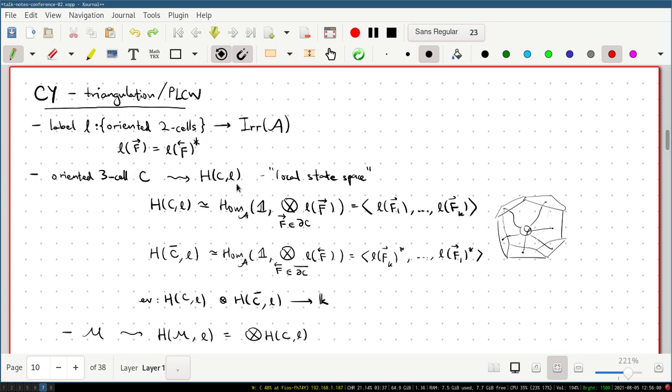For each oriented three-cell, define a so-called local state space. That's the invariant subspace of the tensor product of the labels in the boundary. And if you take the opposite orientation, the objects in the boundary also become dual. So that's a natural pairing, the evaluation pairing. For an oriented triangulated three-manifold, we define this pre-state space to be the tensor product over each three-cell.